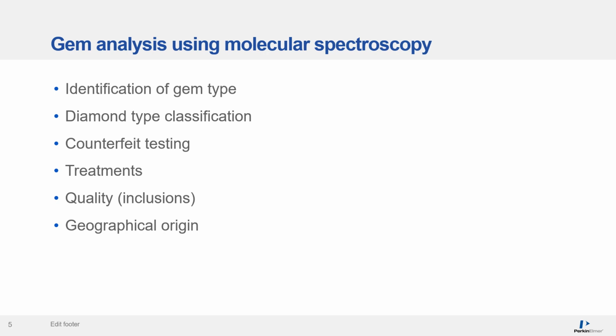It is possible to tell if the gem has been treated. This can be temperature or pressure treatments. It is possible to measure inclusions with this information, leading to a measure of quality. And finally in this list, it may be possible to determine geographical origin of materials. Naturally occurring minerals from different geographical origins will have subtle spectral differences.